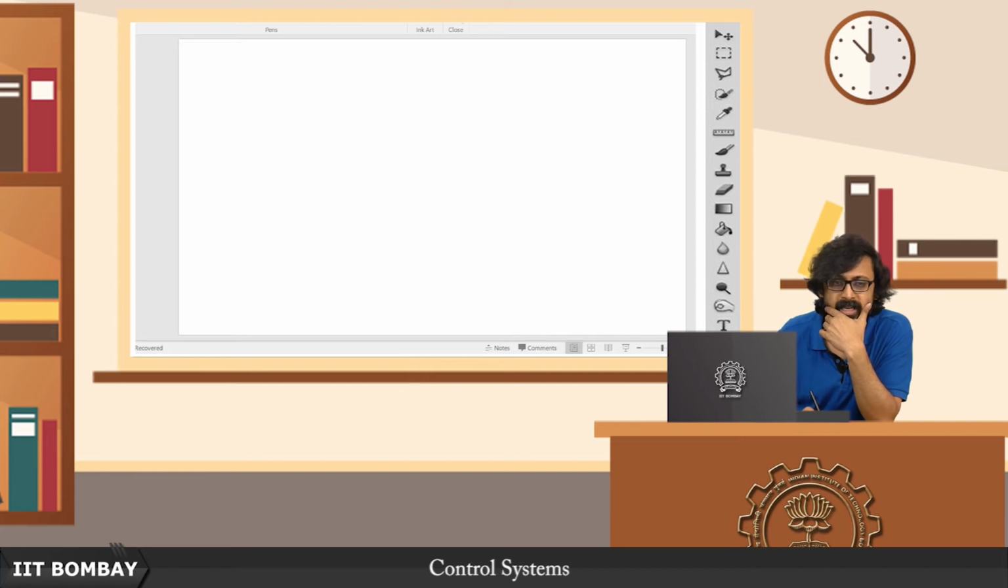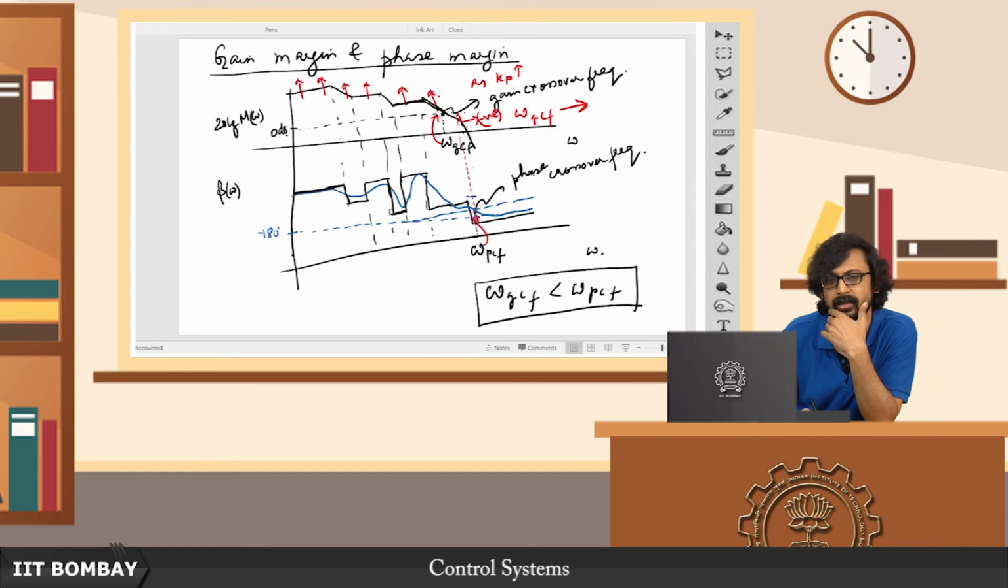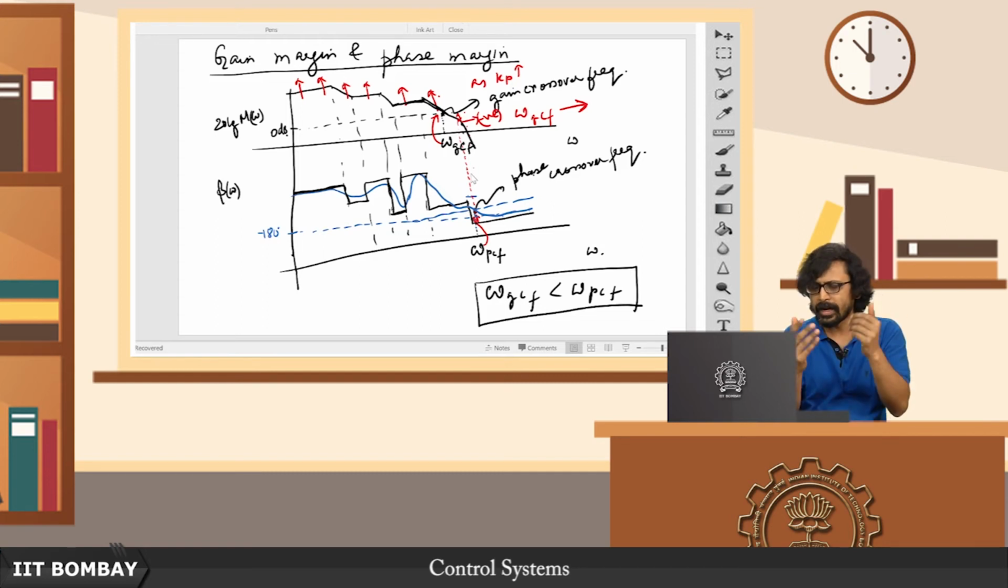Now let us talk about the phase margin. What does the phase margin tell us? In what way does the phase margin give us ideas about stability? Of course, we understand that if there is a gain term that enters, if a Kp is increased, then you have lesser and lesser gain margin.